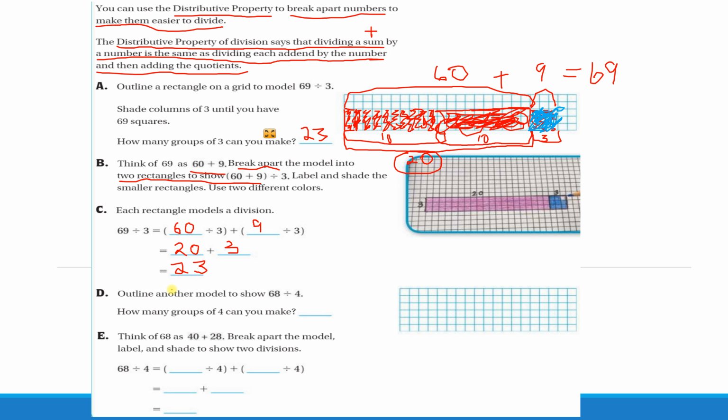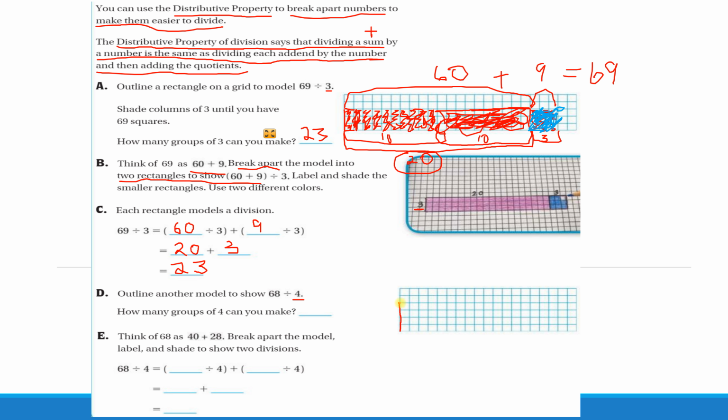Okay. All right, outline another model to show 68 divided by 4. So this time, how big does our column need to be? Well, in this first problem, if we look back, our column was 3, and that's because our divisor was 3. So in this problem, our divisor is 4. So we need a column of 4. 1, 2, 3, 4. And I need to shade in till I get to 68.